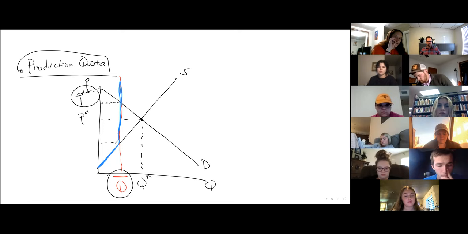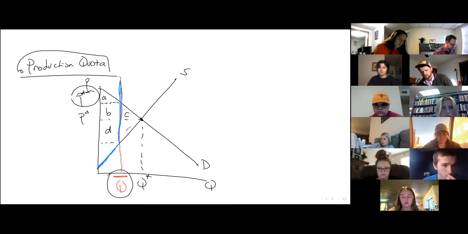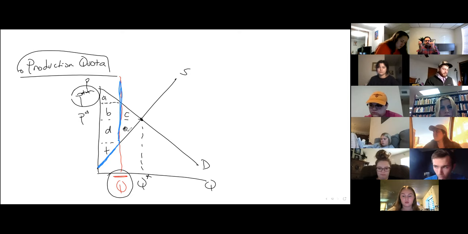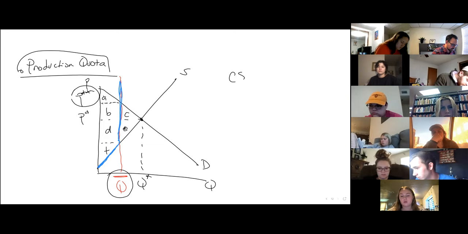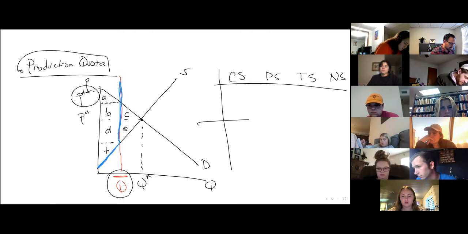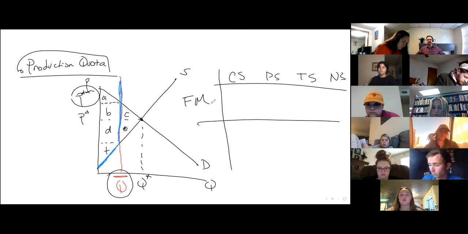You're exactly right. And so then let's show that in a step-by-step way. I'm going to label these different areas of this graph A, B, C, D, E, F. And I want you to tell me consumer surplus, producer surplus, taxpayer surplus, and then national surplus, which is the sum of all of them. In the free market story, where supply meets demand, what was consumer surplus?